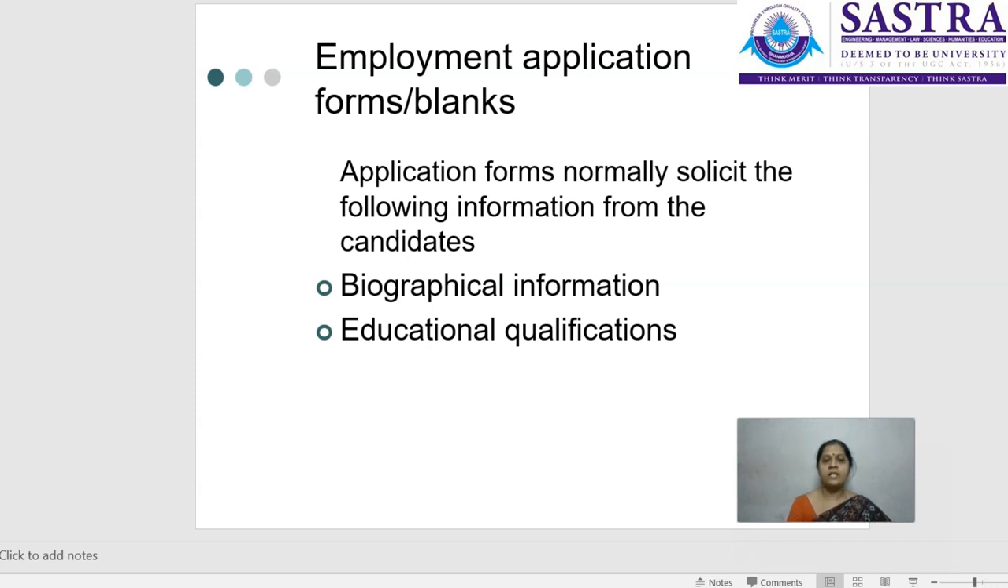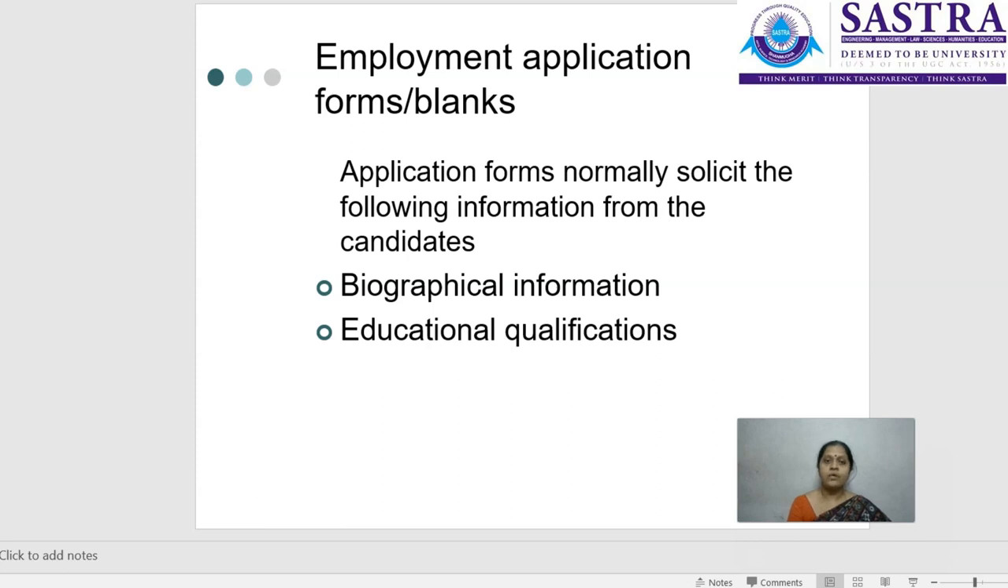The information collected in this stage, employment application forms or blanks, must be relevant, it should be reliable, and it should be accurate for decision making. To achieve this, the application form must be prepared carefully, and it should be reviewed regularly to ensure both the reliability and validity of the information gathered.